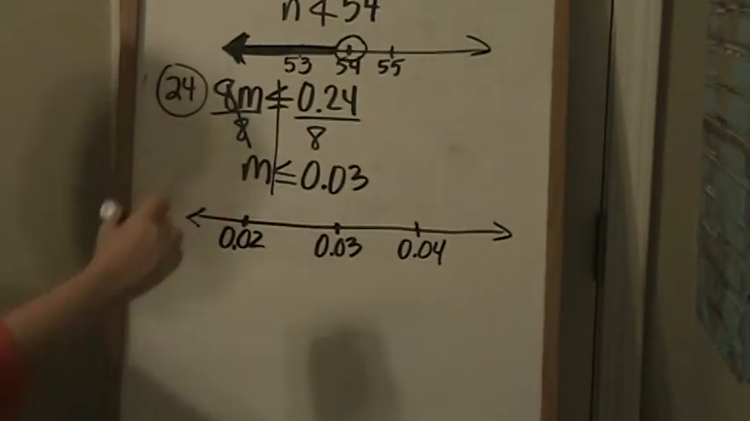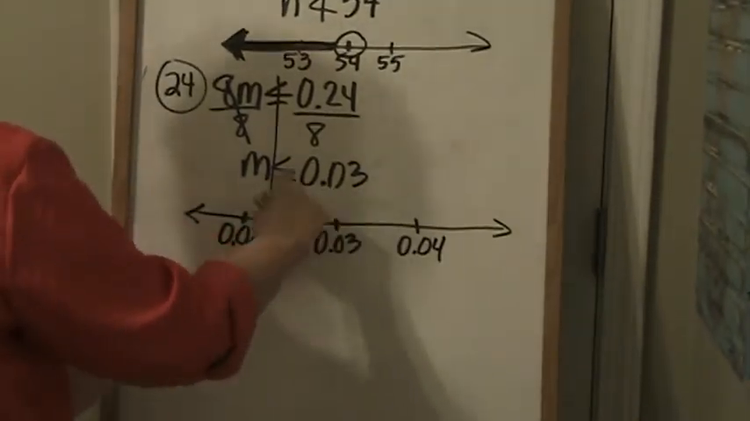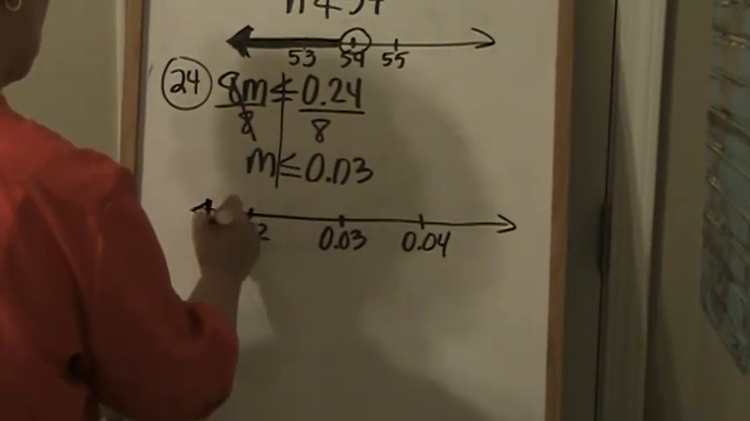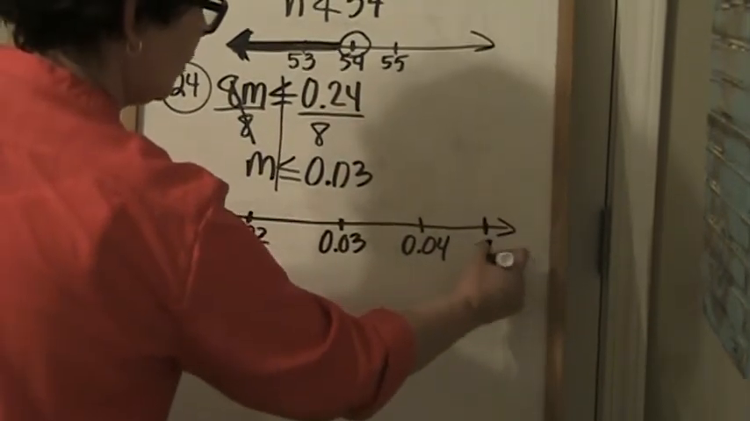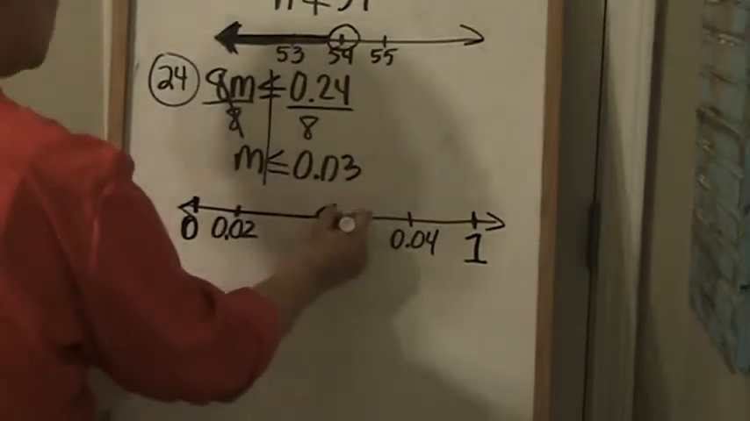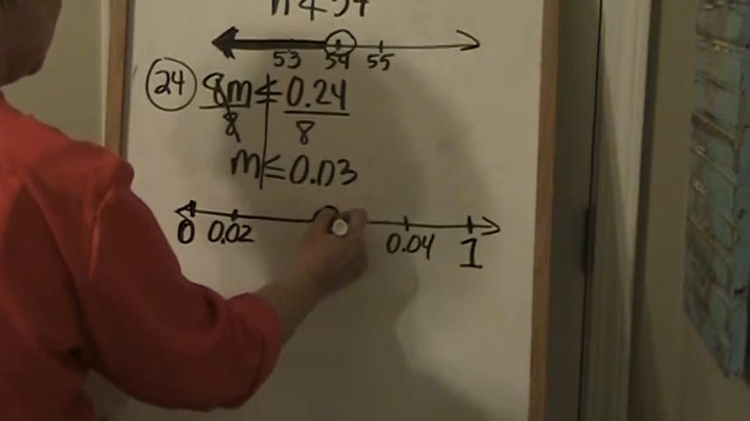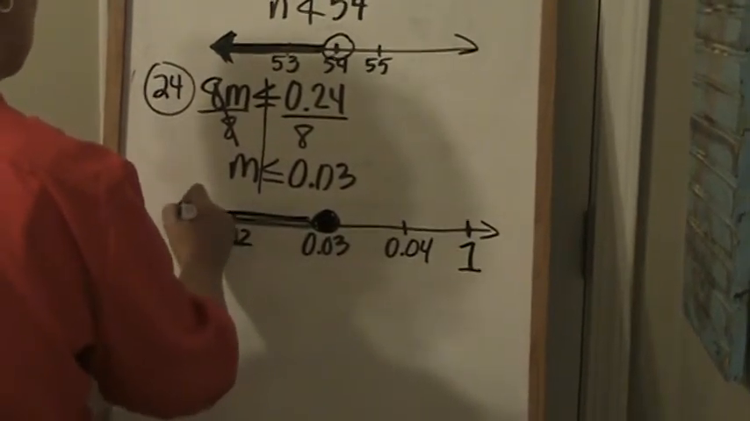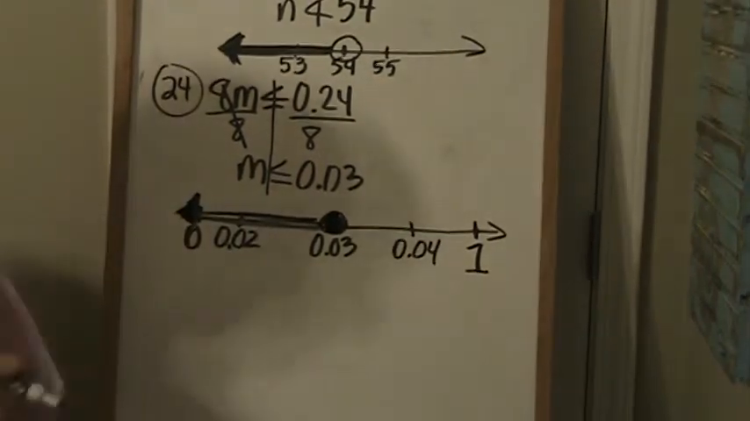Okay? Now you also should be able to recognize that this number is in between 0 and the whole number 1. Okay, so I'm looking for less than or equal to, so I'm including the number and then I'm shading everything, and be sure to shade your arrows because that means it keeps on going.